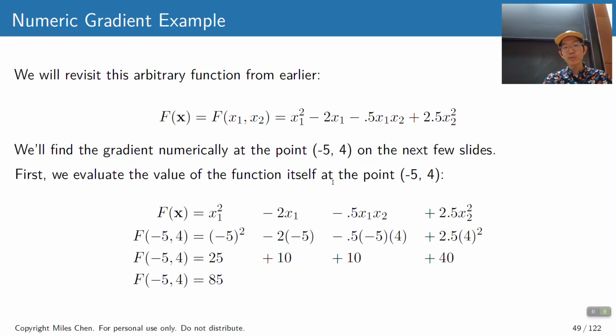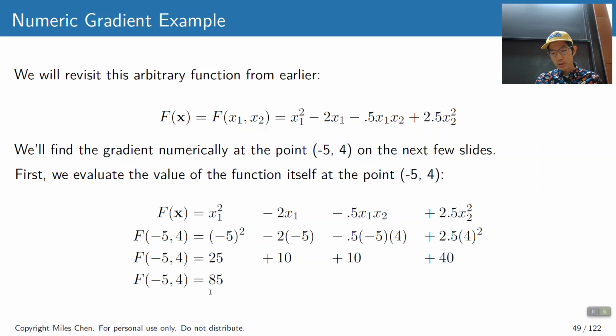We start off with the function, and I plug in my current location, -5, 4. x1 is -5, so I do x1 squared, -5 squared, minus 2x1, so that's a plus 10, minus 0.5 x1 x2, so that is -0.5 times -5 times 4, which is plus 10, and then plus 2.5 x2 squared, and 2.5 times 16 is 40. And so the value of the function right now at -5, 4 is 85.